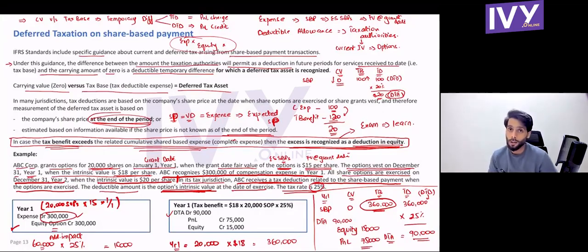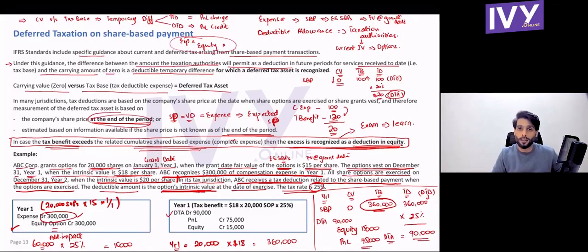Obviously, we cannot allow you a deductible allowance which is more than the expense itself. From the purview of the matching concept, the tax benefit should not increase the cumulative expense. The additional goes into equity. My friends, this is a very difficult concept for many, but if you look at this again and again, I don't think it is going to be very difficult.